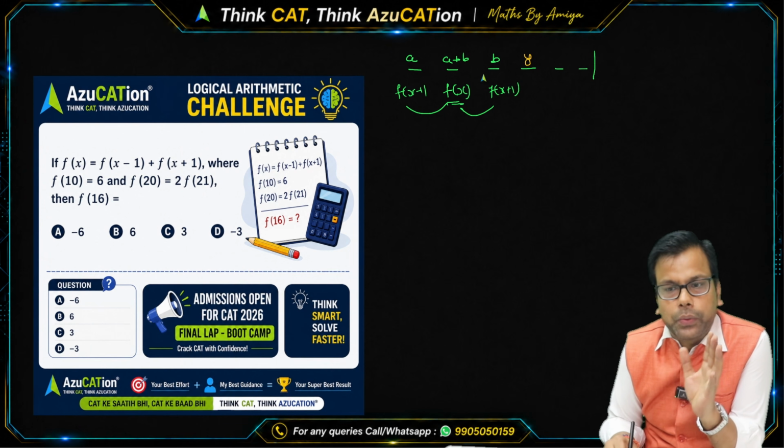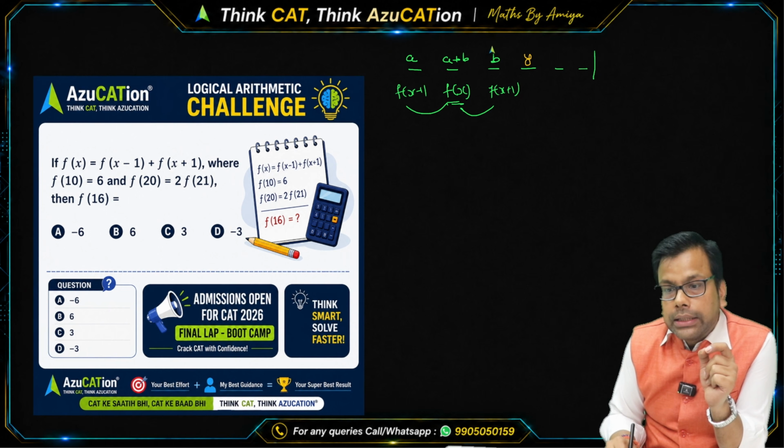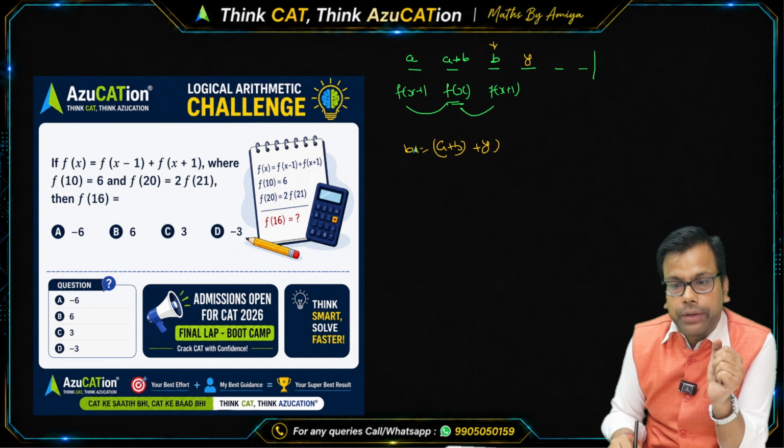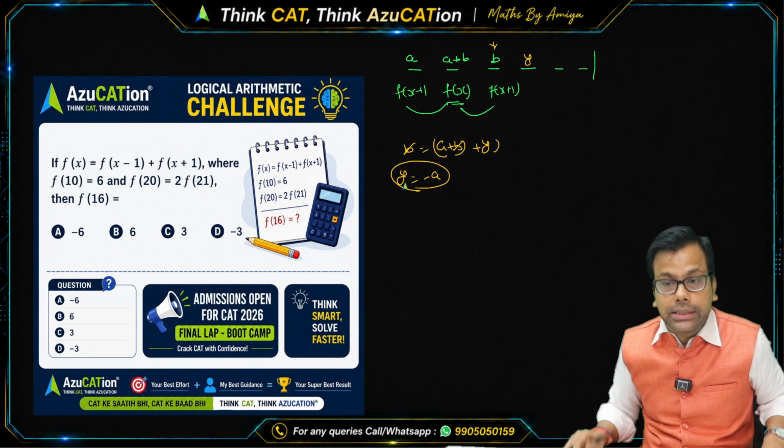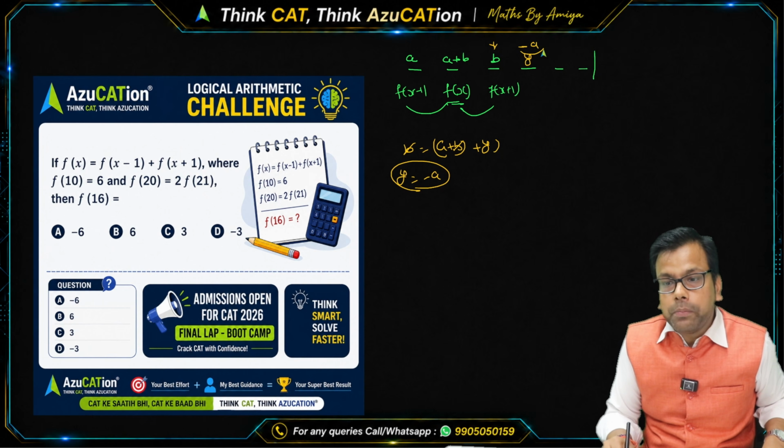Just say this term is y. So we can say the b term is actually the summation of the left term and the right term. The b is equal to the summation of these two. When we open, this is cancelled out. Y is equal to minus a. Wow, interesting fact. So we got y is equal to minus a.